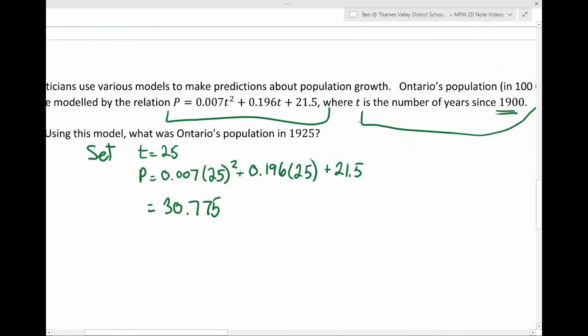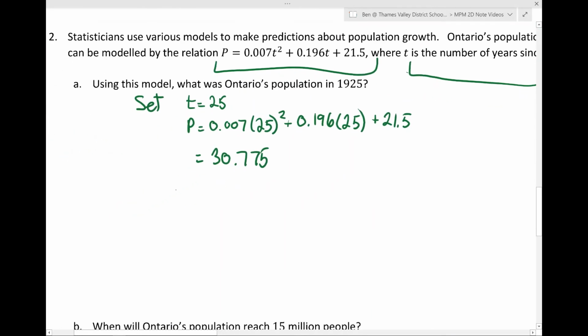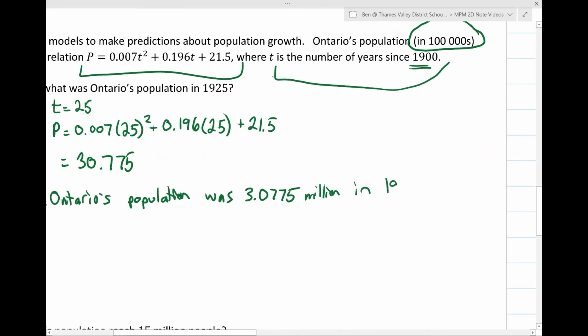Now, if P equals 30.775, that means that we're working with 30-ish times 100,000. Well, that means that we're working in the millions. So if you're not sure on that, you can double check with your calculator. Therefore, Ontario's population was 3.0775 million in 1925.